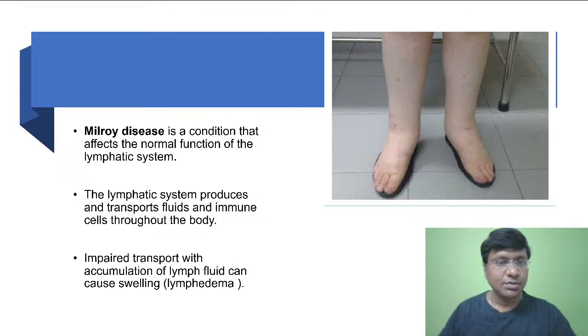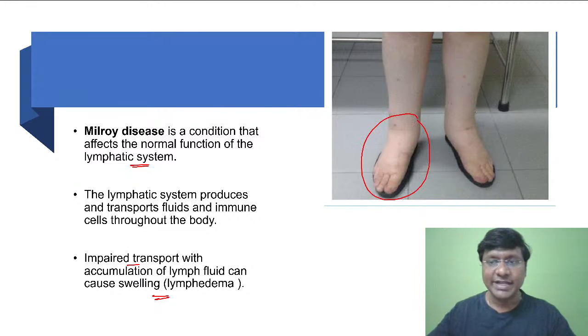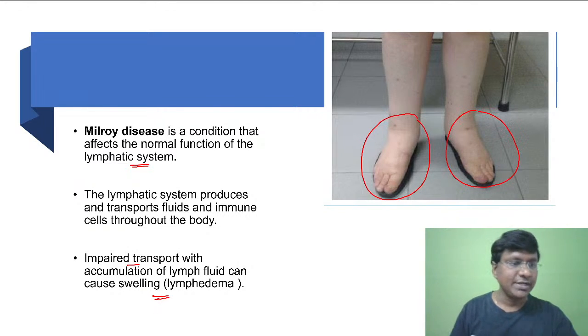Okay, right. So Milroy disease is a condition that affects the normal function of the lymphatic system. So what will happen in Milroy's? There will be impaired transport with accumulation of the lymph, and that will cause lymphedema, or swelling of the foot.